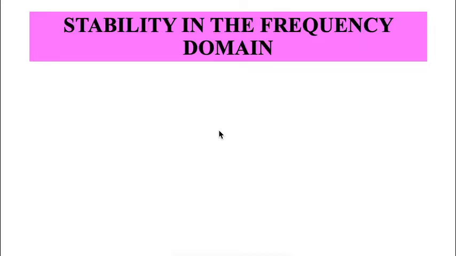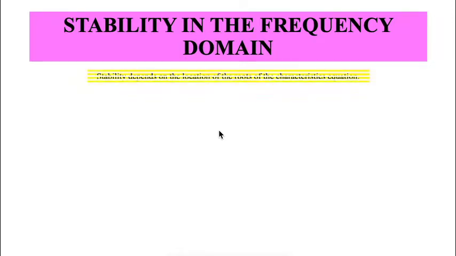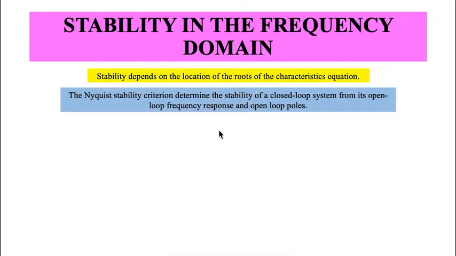So in today's class we are going to do stability in the frequency domain. Now we have known for a long time that stability depends on the roots of the characteristic equation, that the roots, or the poles, should be on the left half of the S plane. That is what the transfer function stability criteria tell me. Now the Nyquist stability criterion determines the stability of a closed loop system from its open loop frequency response characteristics, and also its open loop poles.